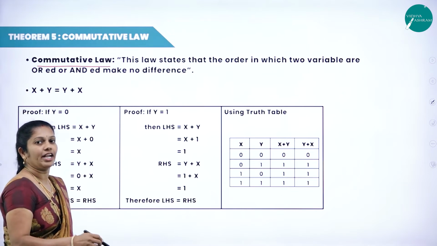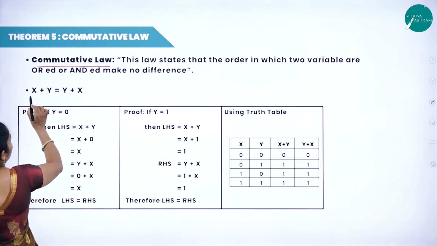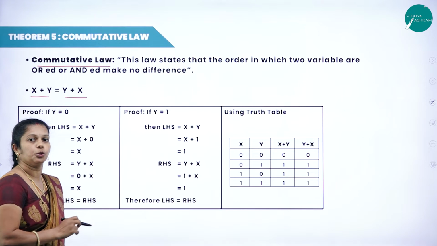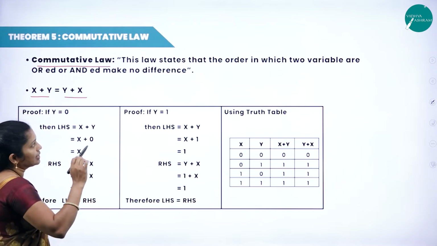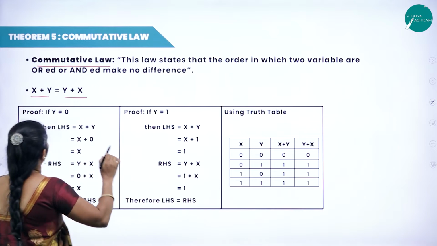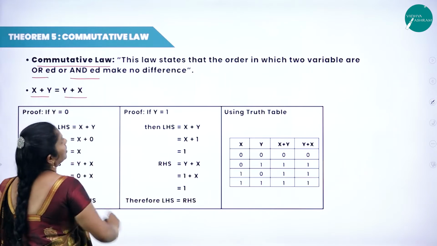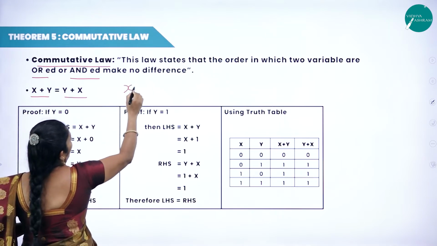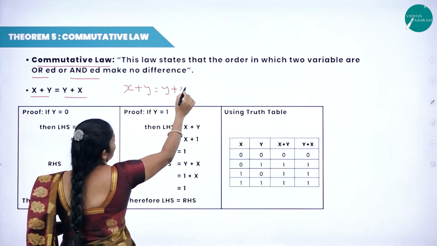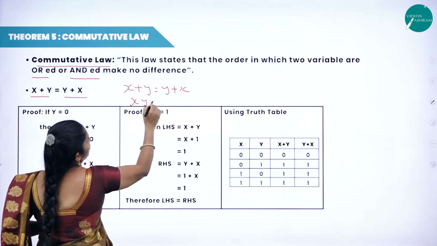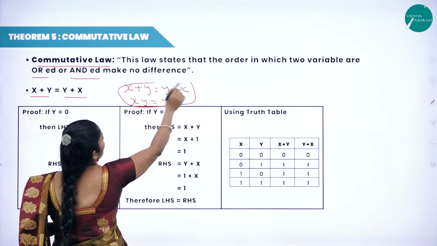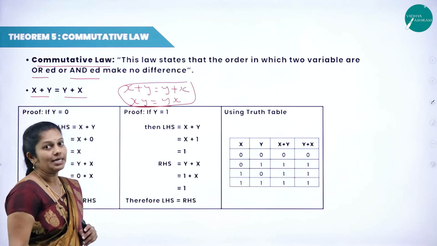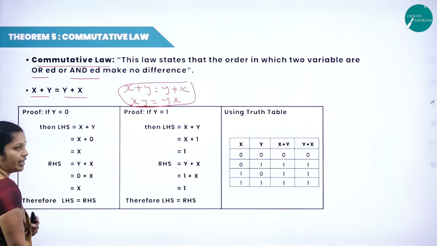What exactly does this commutative law state? That is, x plus y is the same as y plus x. If I interchange the position, then also we get the same result. This law states that the order in which 2 variables are ORed or ANDed makes no difference. If I have x plus y equals y plus x, in the same way, x into y, then y into x, both are the same. If I use plus operator or dot operator and reverse the values, then also I get the same result. This is the first, commutative law.